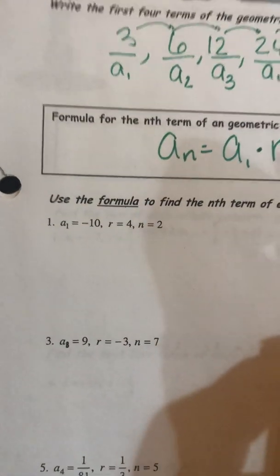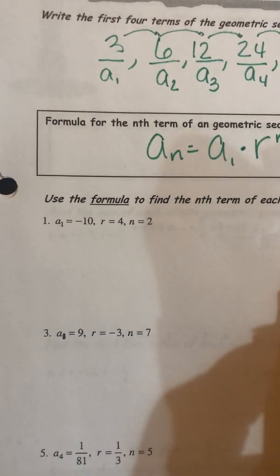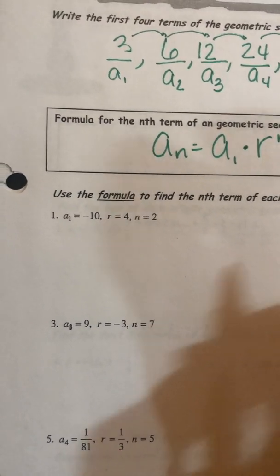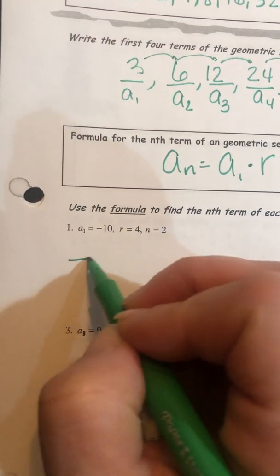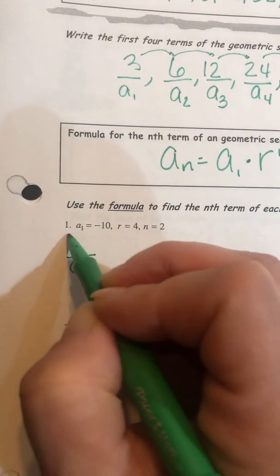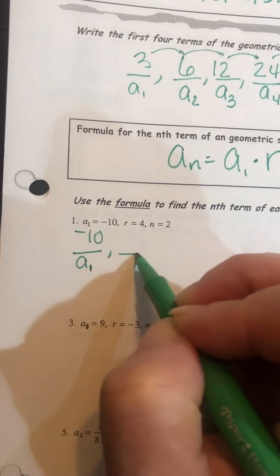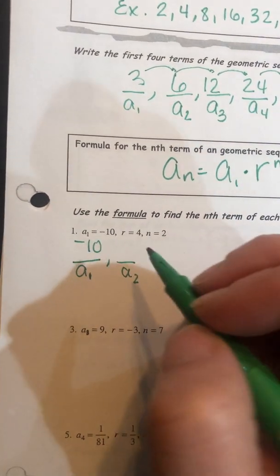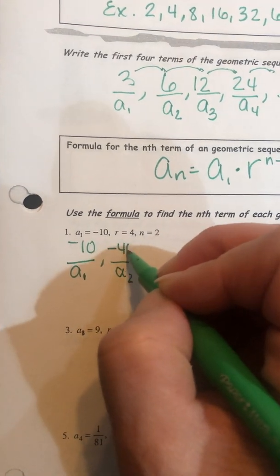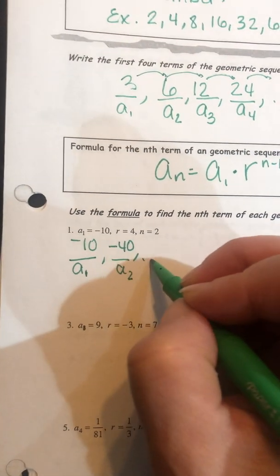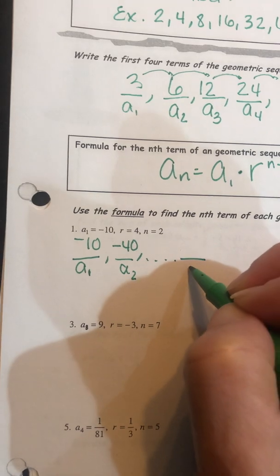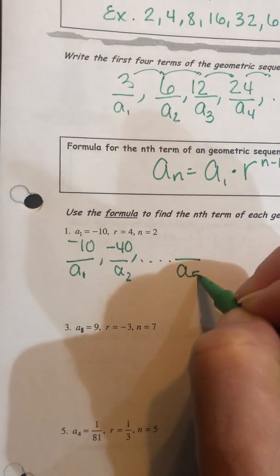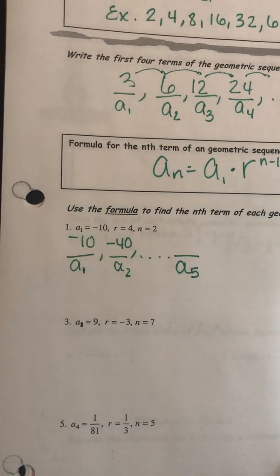So let's see. If the first term is negative 10, oh, they only want me to find the second term. That's pretty easy. So the first term is negative 10, r is 4, n is 2. So can you find the second term? Why, sure. I'll just multiply by 4, negative 40, right?